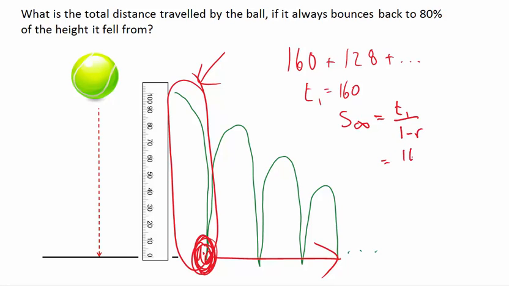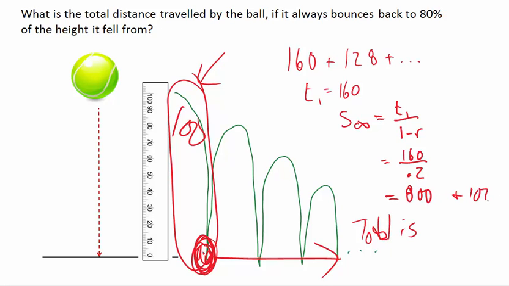So 160 over 0.2 is 800. But of course, we ignored the initial 100 that it fell here in the first place, so actually the total distance is 800 plus another 100, 900 centimeters traveled.